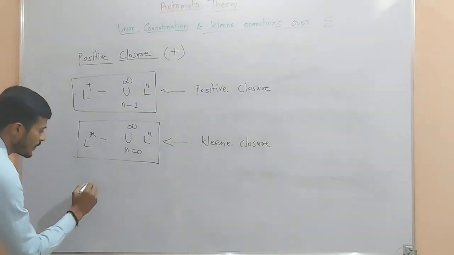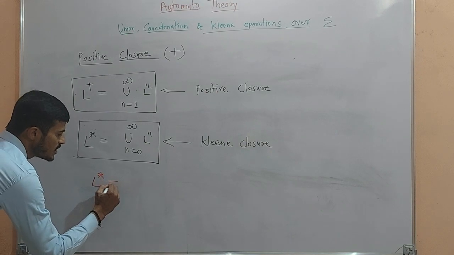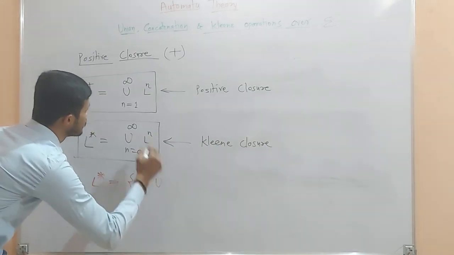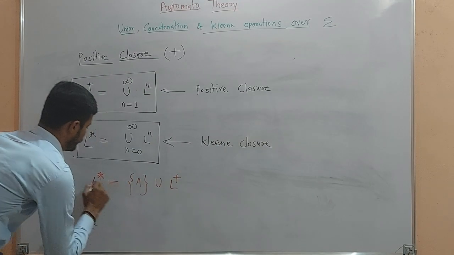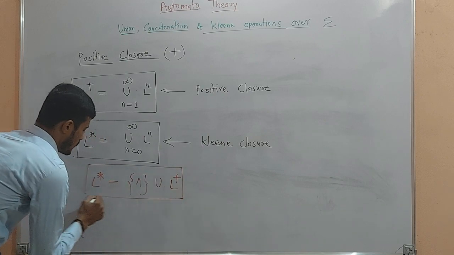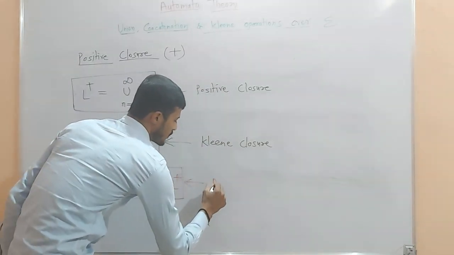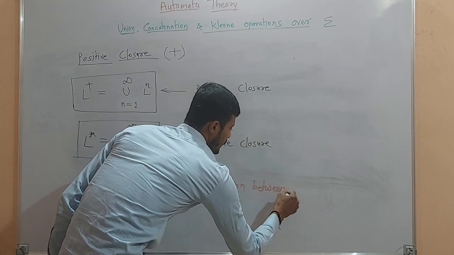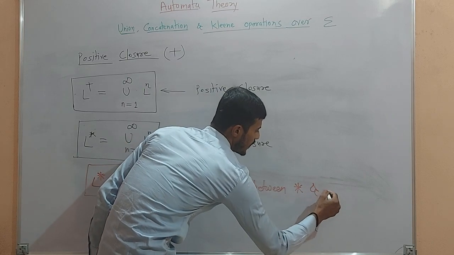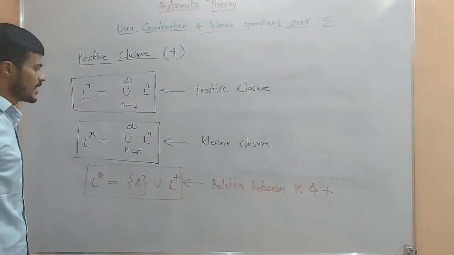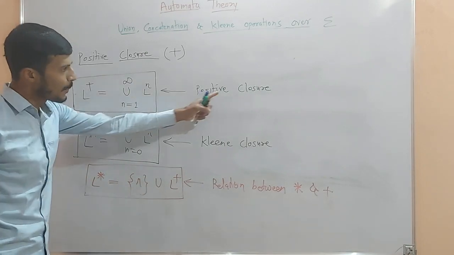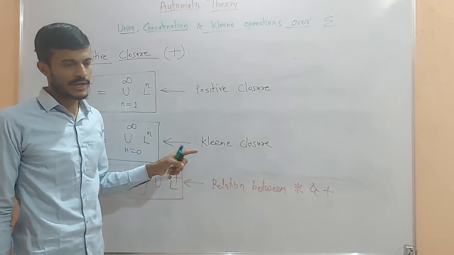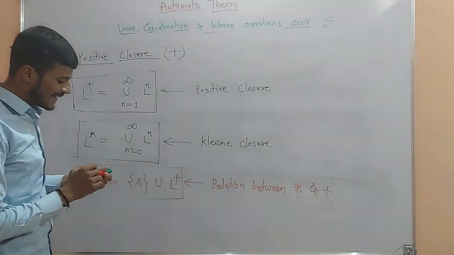You can write here L star, which is nothing but null union L plus. Okay, so that is the relation between the Kleene star operation and positive closure. Okay, means what? In the case of positive closure, null should not be present. Okay, so that is the relationship between them. Let us take some examples.